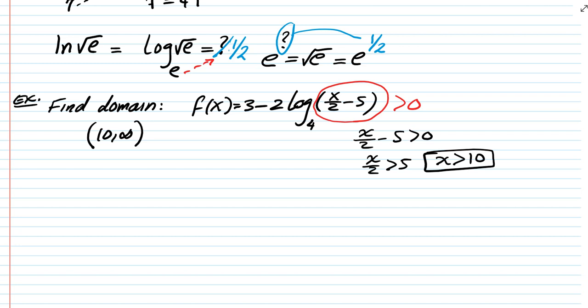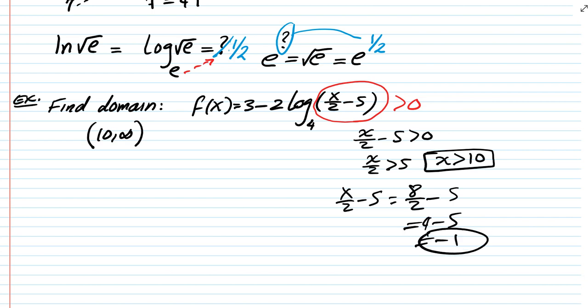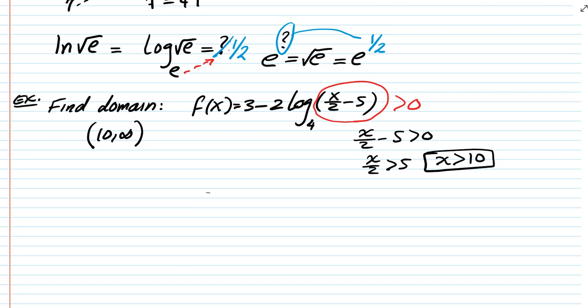And you can try, for example, try 9, and you will see that, or try, I don't know, 8. If I try 8, I get 8 halves minus 5, which is 4 minus 5, negative 1. And log of negative 1 is undefined. Okay, because if you look at the graph of log, see, domain has to be positive. And negative 1, there is no graph here. So there's no value of the function beyond 0. All right, so that will be the domain, 10 to infinity or x greater than 10.